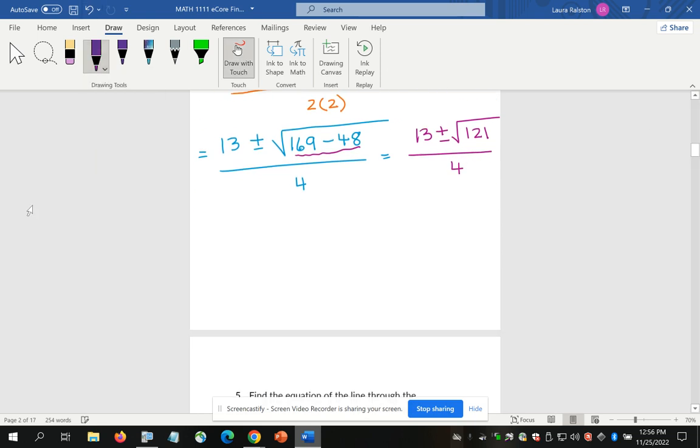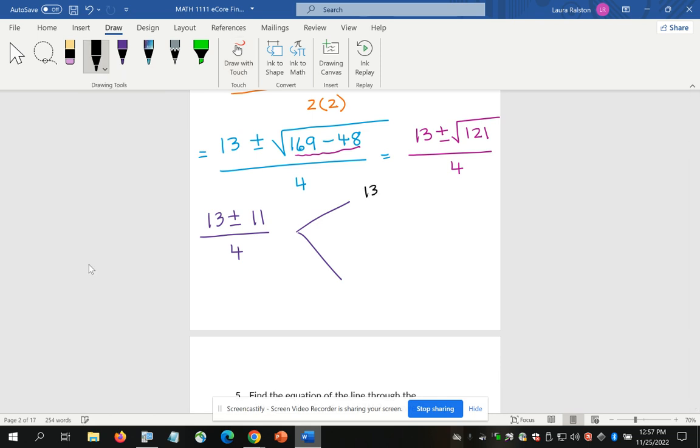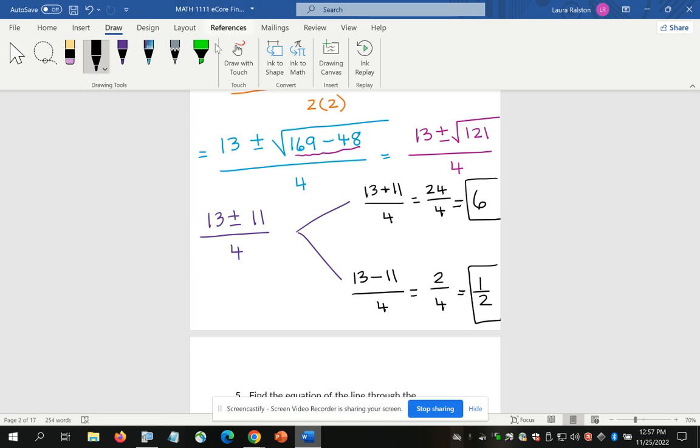Simplify the radical. So I have 13 plus or minus the square root of 121, which is 11, divided by 4. So again, you're going to ultimately have two different answers. You're going to have 13 plus 11 divided by 4, as well as 13 minus 11 divided by 4. 13 plus 11 is 24, and 24 divided by 4 is 6. So one of my answers is 6. 13 minus 11 is 2 over 4, which simplifies to 1/2. So the two answers that I have are 6 and 1/2.